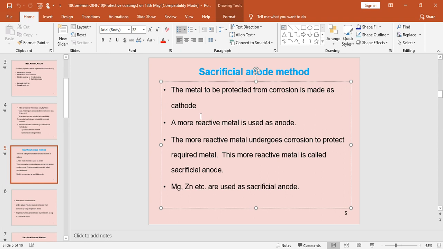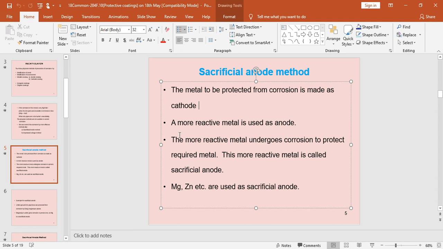That means the metal going to corrosion is acting as an anode. Anode means oxidation, and oxidation means loss of electrons. So in this method, we are converting that anode metal into a cathode. It is very important. Anode metal means it is more active, so the more active metal is now converted into a cathode. So first of all it is an anode, and now we are converting that anode into a cathode.